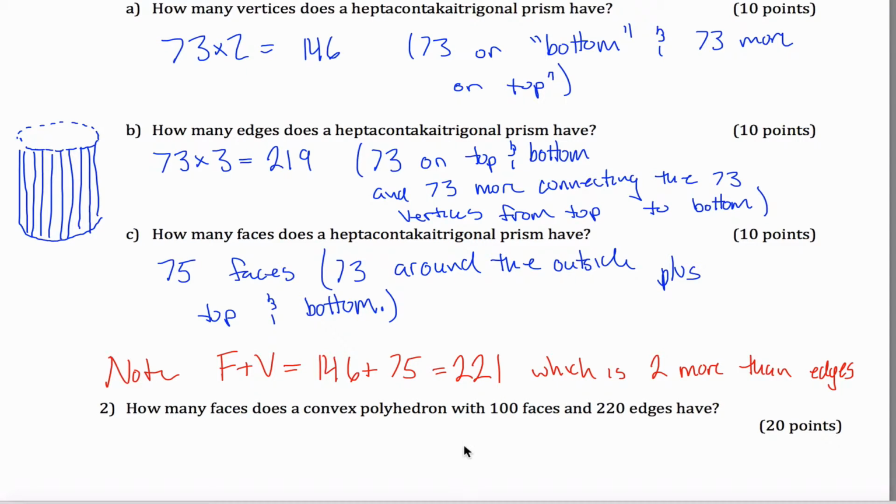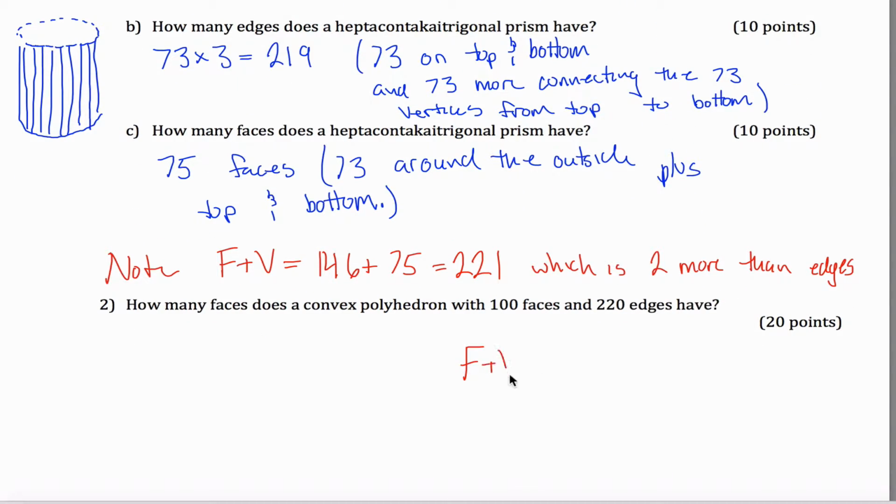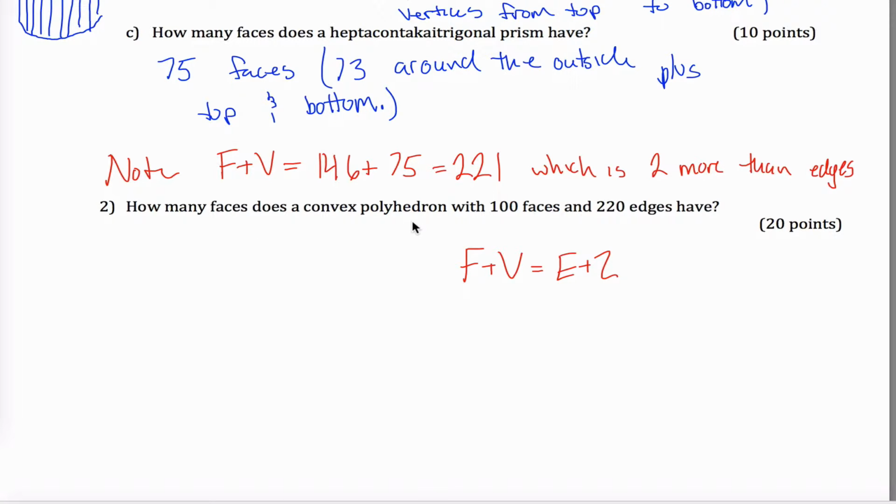You kind of get into it here. Faces plus vertices is always equal to 2 more than edges. So you get this formula right here. And if you have this formula, it makes this next problem really easy to answer. How many faces does a convex polyhedron, the criteria for Euler's formula, have? How about this: how many vertices does a convex polyhedron with 100 faces and 220 edges have?